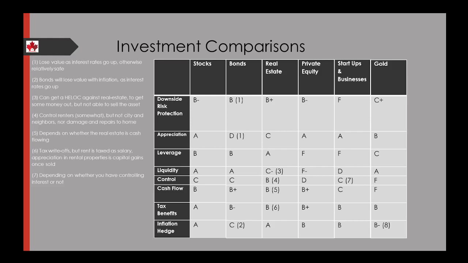Control, no, it's the world price that you're getting for your gold. You have absolutely no say other than buy or sell. Cash flow, absolutely none. So that's one of the reasons I'm not a huge fan. Tax benefits, if it goes up in price, you get a capital gain. So in a non-registered account, it's taxed at half. You can write off capital losses.